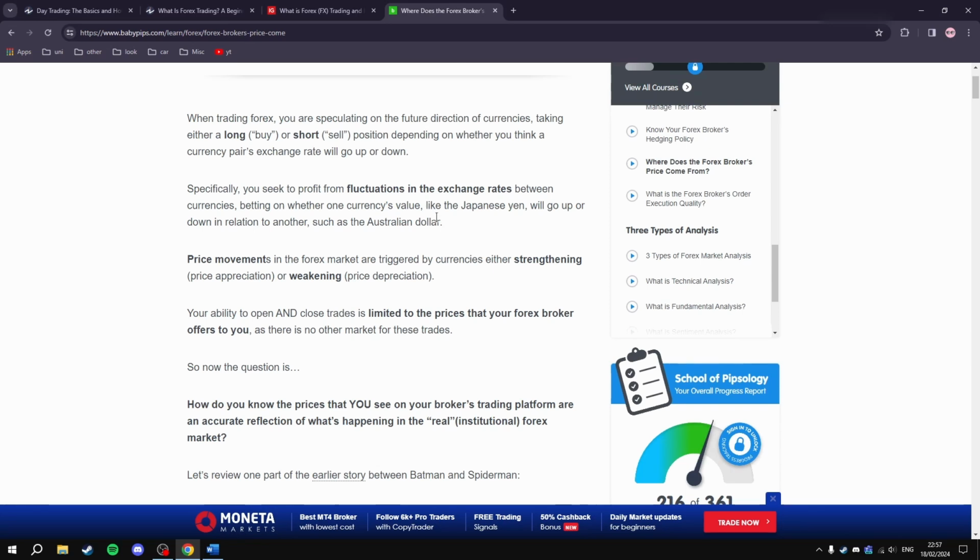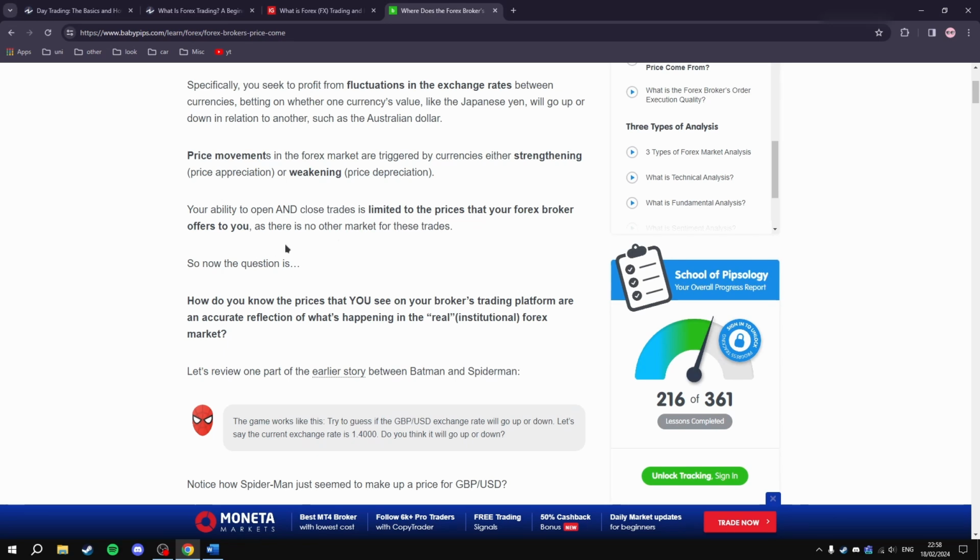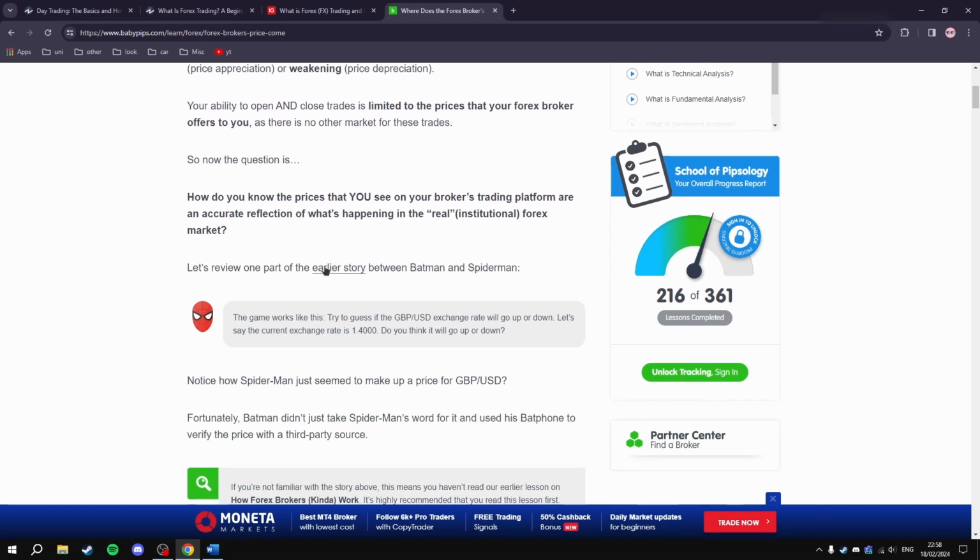Price movements in the Forex market are triggered by currencies either strengthening, price appreciation, or weakening, price depreciation. Your ability to open and close trades is limited to the prices that your Forex broker offers to you, and there is no other market for these trades. So now the question is, how do you know the prices that you see on your broker's trading platform are an accurate reflection of what's happening in the real institutional Forex markets?